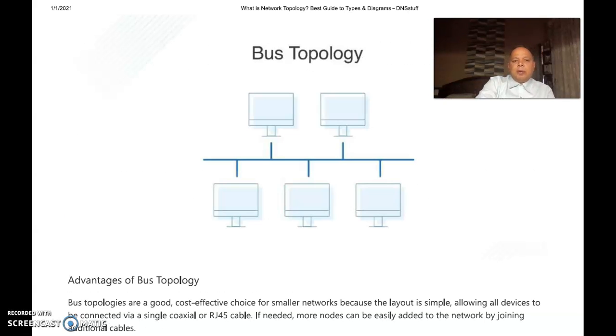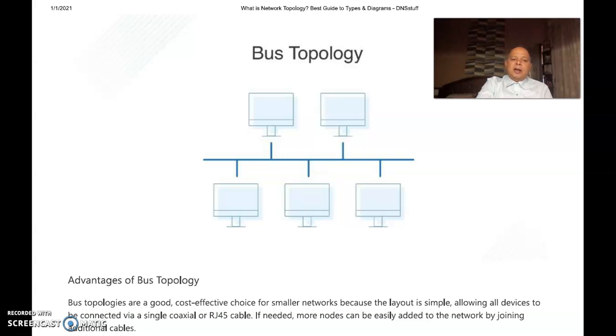We'll see the diagram of the bus topology. This is the central path, or the backbone, or the line on which the data is flowing, and then there are nodes which are arranged on either side of the bus. So it looks like a bus, therefore it is called bus topology.